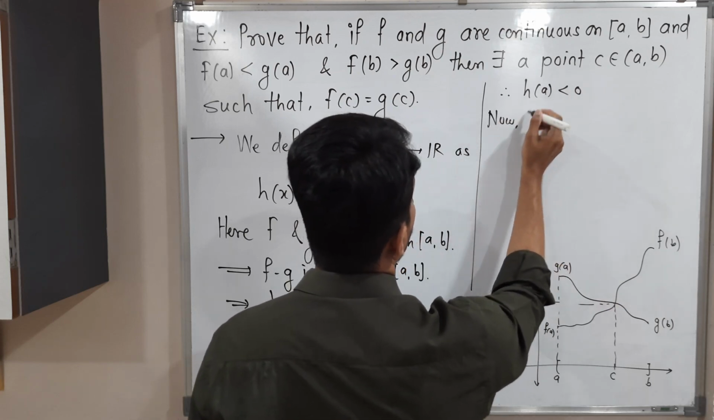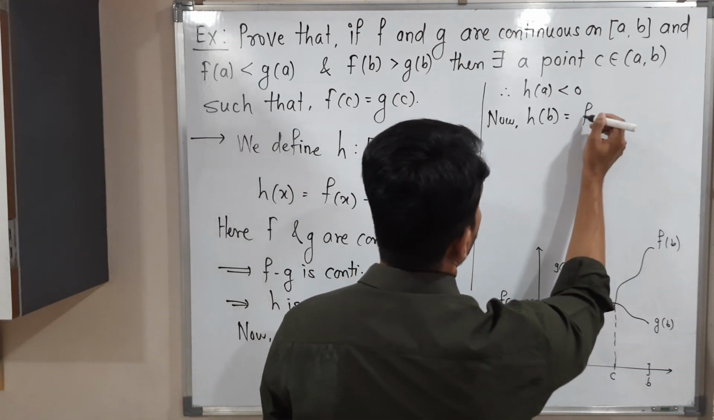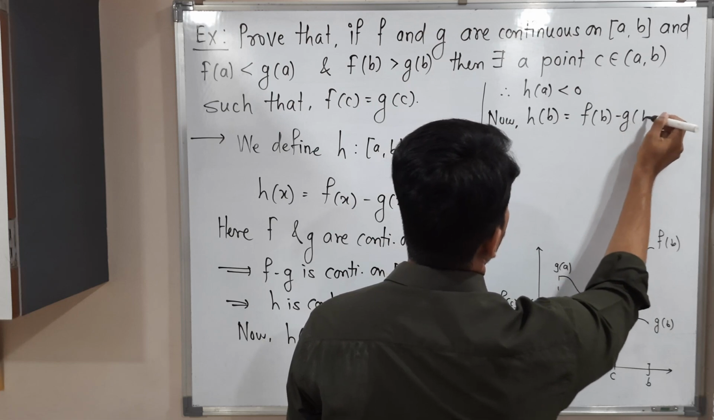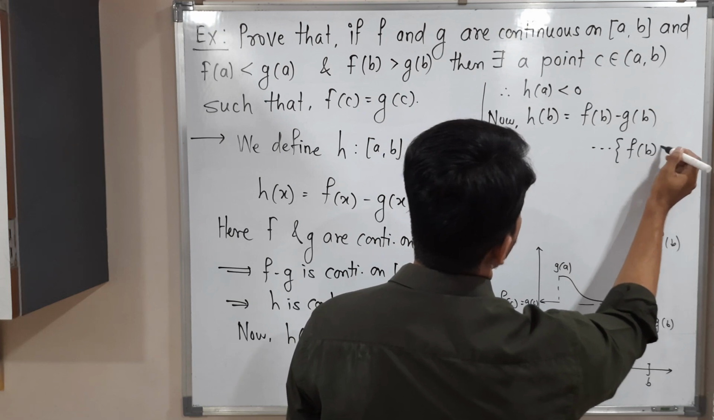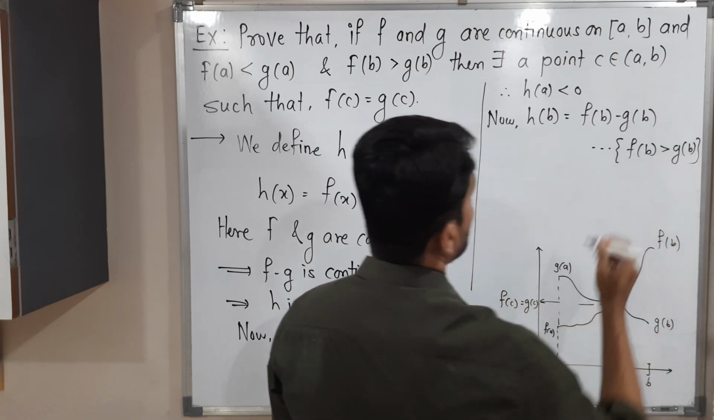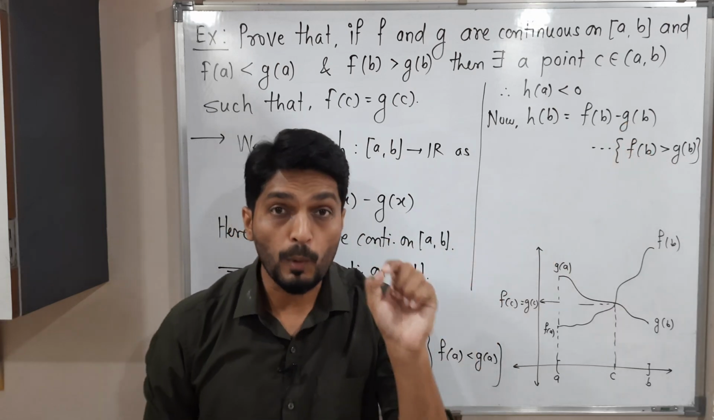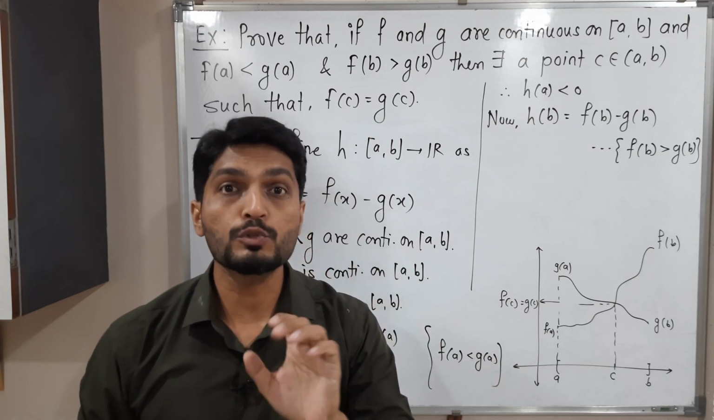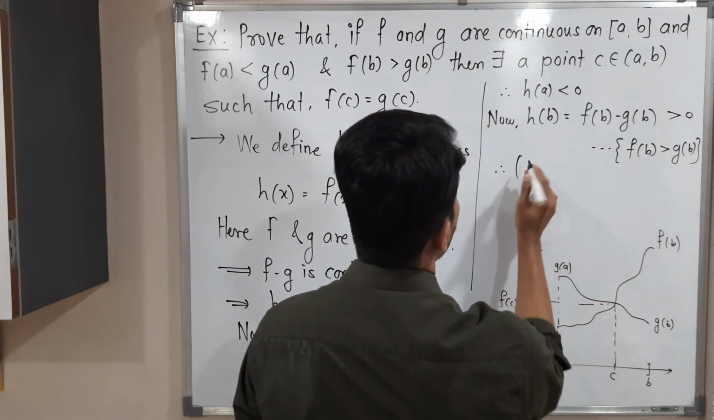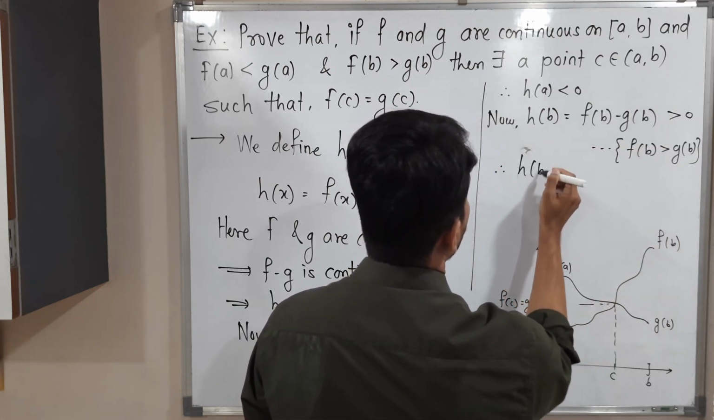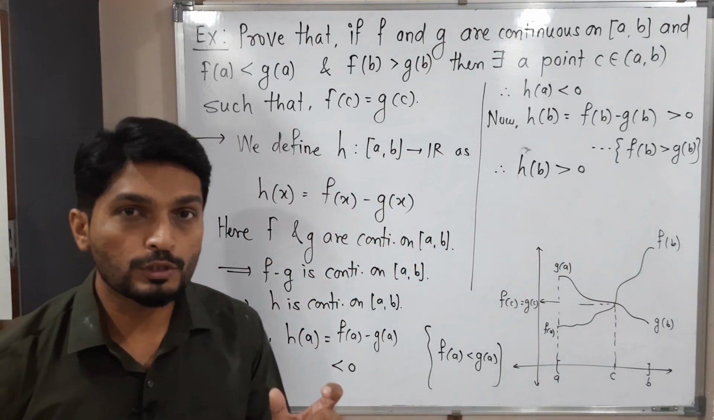Now I will find h of B. In this definition, I should put x equal to b. So you will get f of b minus g of b. In the case of B, we have this type of inequality: f of B is greater than g of B. That means we are subtracting a smaller number from a larger number, so you will definitely get a positive value. It means it is greater than 0. Therefore h of B is positive. So what we have got: a continuous function on the closed interval AB.